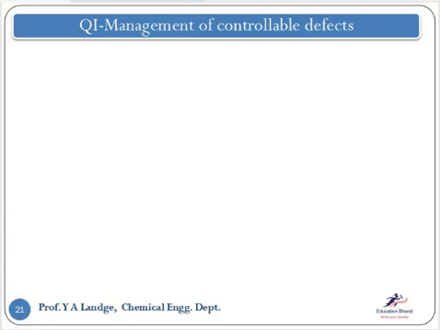Okay, so here let's see the points. It is very, very interesting, and it is very useful for you when you become a leader, when you become a production manager, when you become a supervisor, and have to lead people. At that time this particular point is very, very important for you. Okay, let's see what things there are in quality improvement, the management of controllable defects.